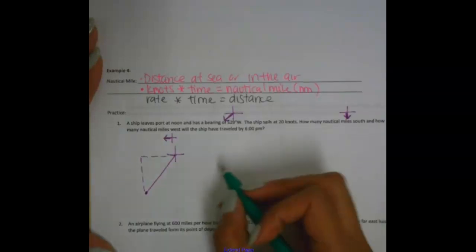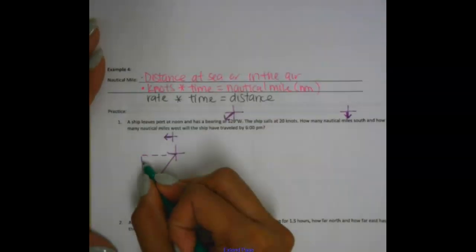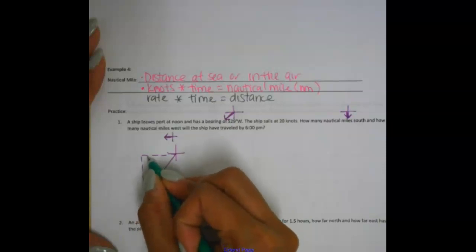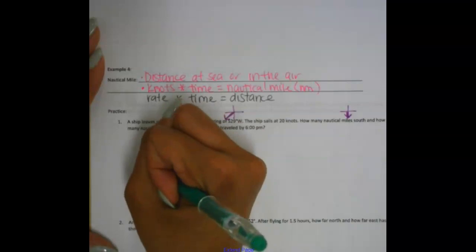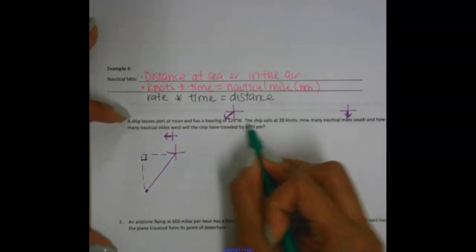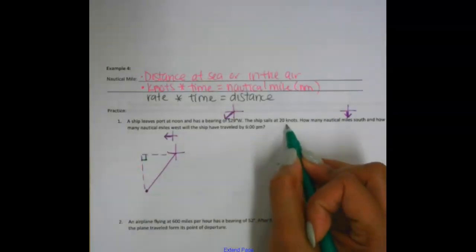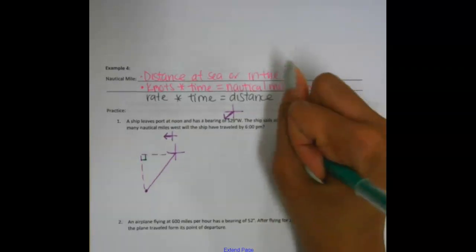So there are several things that I need to plug in or label. First things first, can I assume that this is a 90-degree angle? Where does south and west meet? If it's south and west, what kind of angle do they meet at? It's just 90 degrees. We did that on the compasses before. So, especially for this part when it's saying 20 knots, what's the distance for 20 knots? Because this is a rate. I need to find the distance.